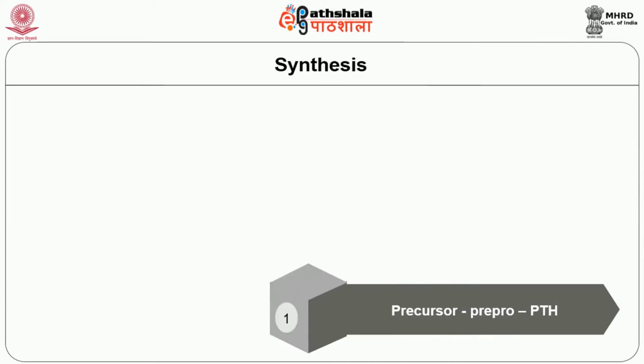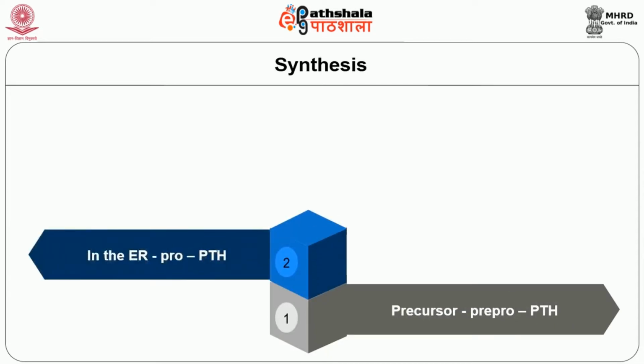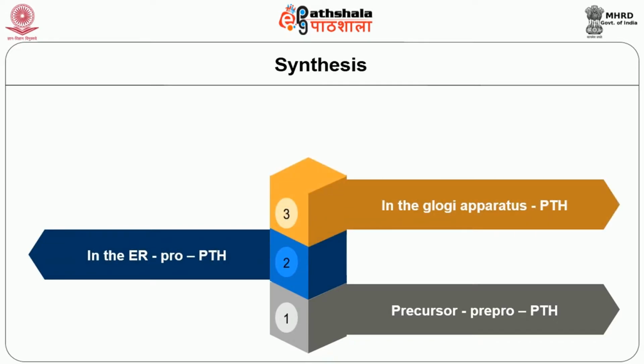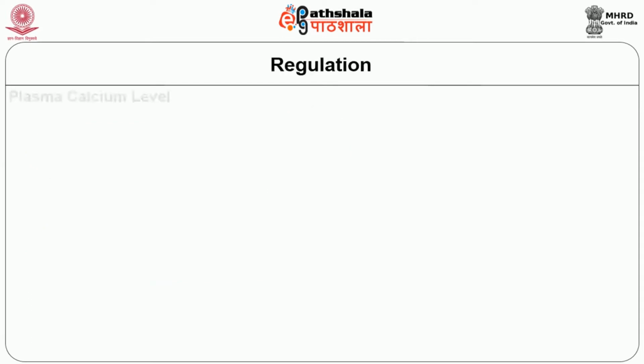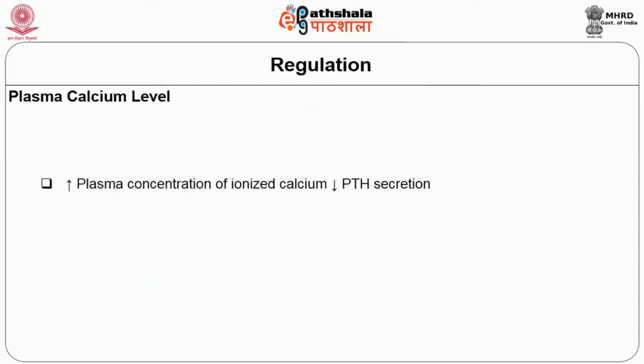The parathyroid hormone is synthesized from pre-pro-PTH. In the endoplasmic reticulum, the pre-pro-PTH is converted into pro-PTH. This pro-PTH in the Golgi apparatus forms the parathyroid hormone. Thus formed parathyroid hormone is stored in the granules of the chief cells. The chief regulator of parathyroid hormone secretion is plasma calcium. Whenever there is an increased concentration of ionized calcium in the plasma, parathyroid hormone secretion decreases.